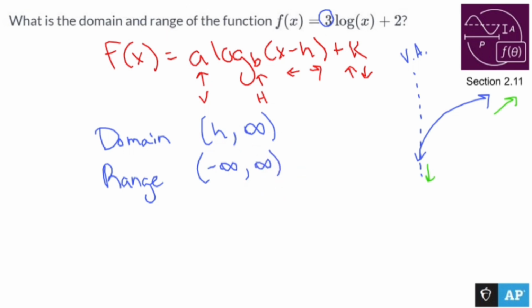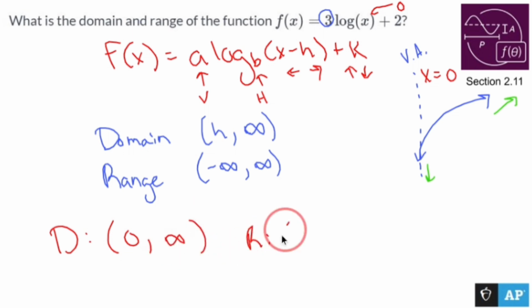So what do I have here? Since there's no number included with x in this case, I have an invisible 0, which tells me I have a vertical asymptote at x equals 0, or h happens to be 0. So my domain for this problem is 0, but not including 0, to infinity. You're not allowed to plug in 0 because you're not allowed to take the log of a 0. It's against the rules. My range is going to be negative infinity to infinity.